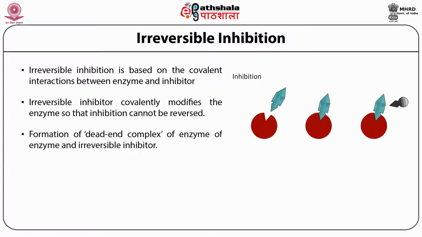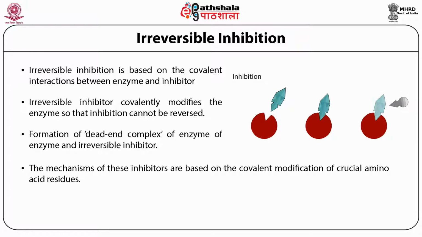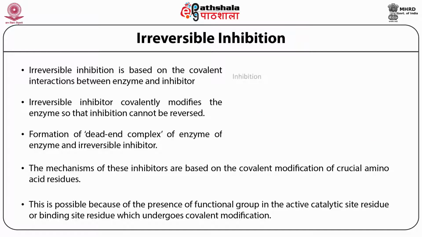The mechanism of these inhibitors is based on how they modify the amino acid residues present in the active site of the enzyme. Therefore, the presence of a particular functional group in the active site is important for producing the mechanism of action of a particular irreversible inhibitor, which undergoes a specific covalent modification.